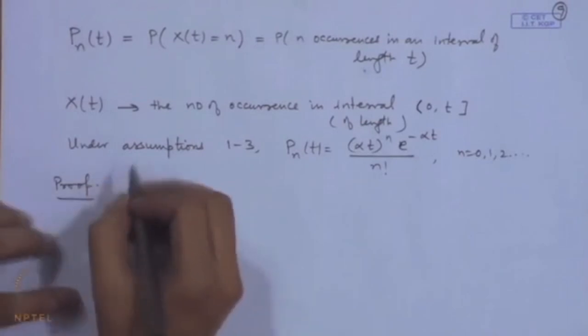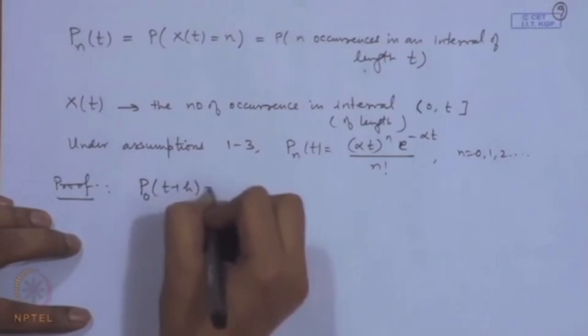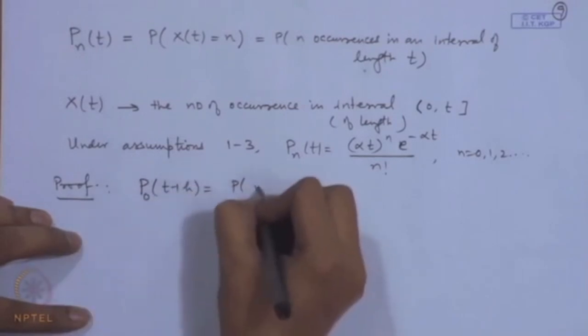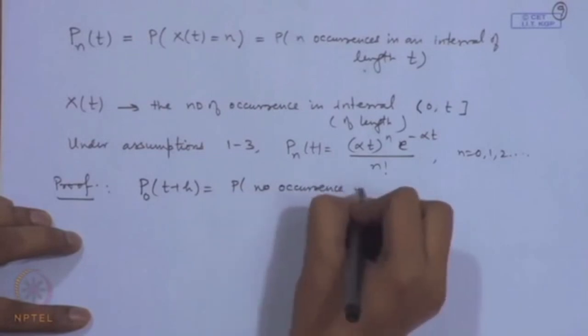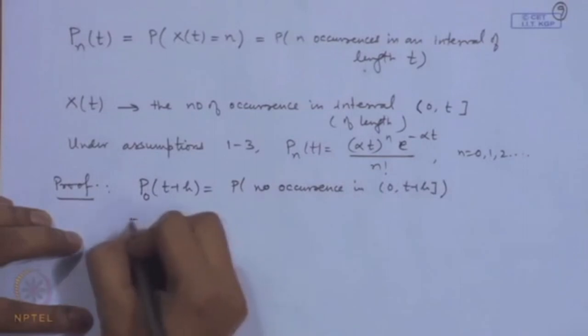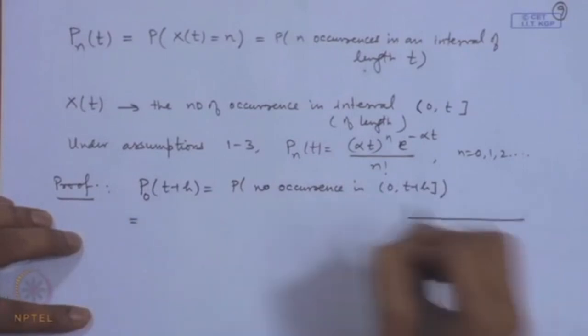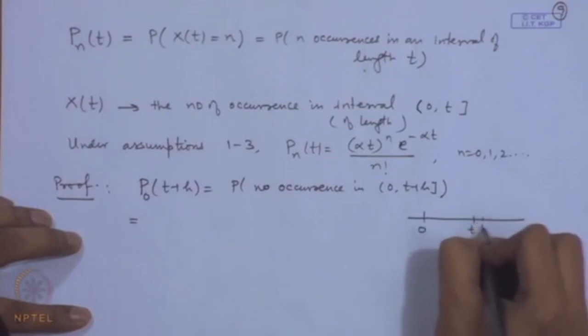We start with p 0 of t plus h. Now, p 0 of t plus h means no occurrence in the interval 0 to t plus h. Now, this we can write as, let us consider on the scale, suppose this is t 0, this is t, and t plus h is here.